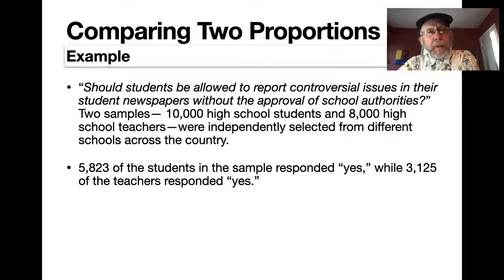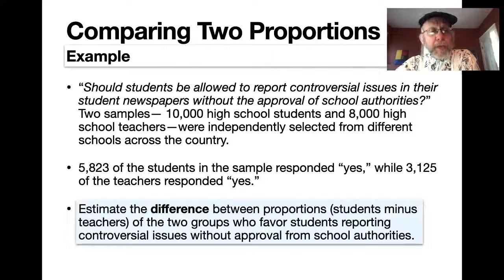So, what we'd be interested in here is comparing the true proportions of high school students versus high school teachers who would respond yes to our question, right? We'd want to estimate in particular the difference between those proportions. Let's say students minus teachers in the two groups who approve of this unfettered student journalism.